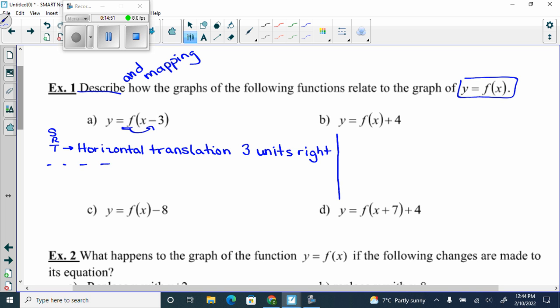But I want to do mapping still. So I have a coordinate. It is an xy. I now want to move it 3 to the right. How do I move xy 3 to the right? X plus 3. Does anything happen to my y? Nope, just stays a y. Boom, done.